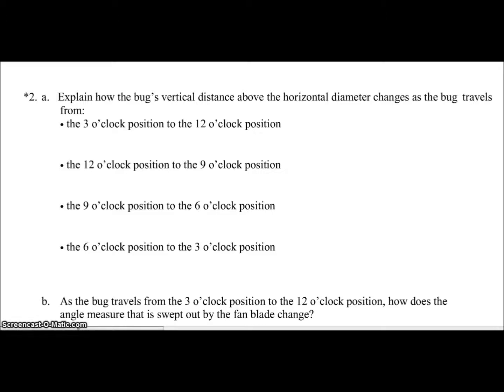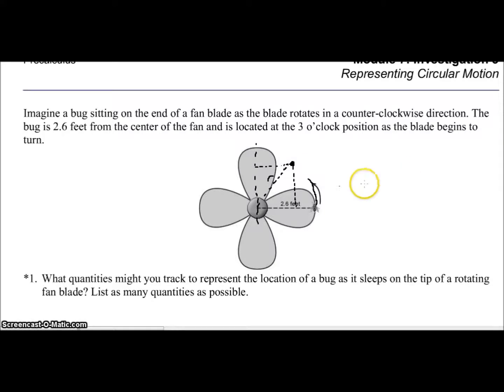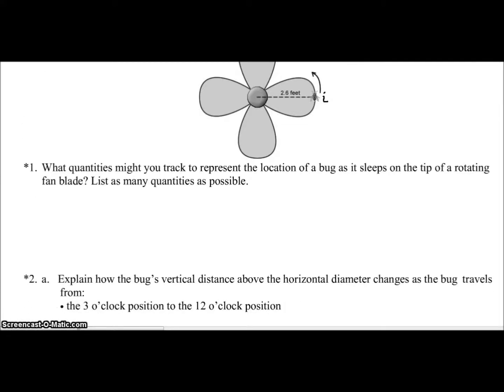2a, explain how the bug's vertical distance above the horizontal diameter changes as the bug travels from the 3 o'clock position to the 12 o'clock position. So this vertical distance is the line I drew here. That's what we're talking about. And let's imagine that the bug started here. Here's their initial position, and that's 3 o'clock, and we go all the way here to the final position, which is our 12 o'clock position.